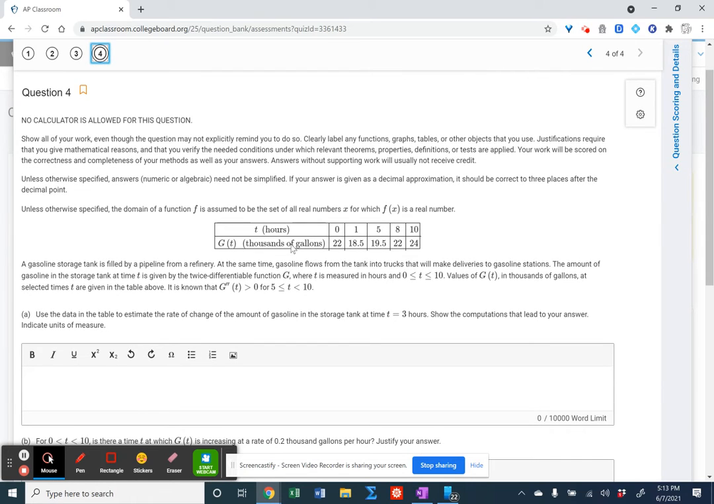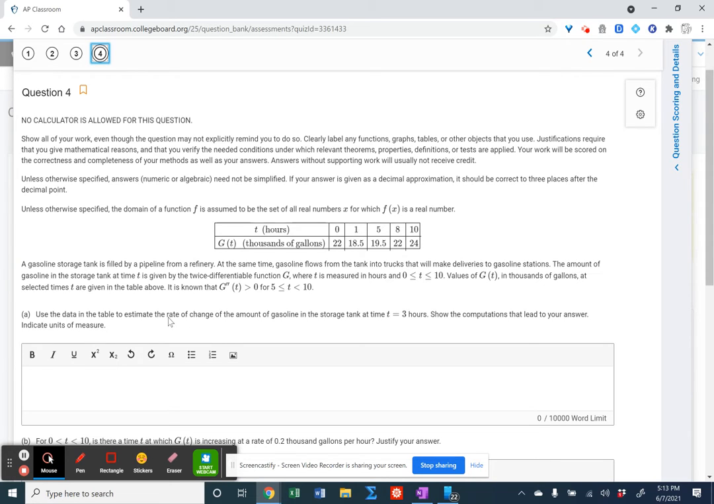Oh, let's see, gasoline storage tank, filled pipeline, refinery, all this stuff. The amount of gas in the storage tank is a twice differentiable function g, and we have t between 0 and 10 inclusive. Values of g of t are in thousands of gallons. That's a key unit that's needed. Select the time t here in the table above. It doesn't say that g double prime is positive. We'll need that later, at least on the interval from 5 to 10.